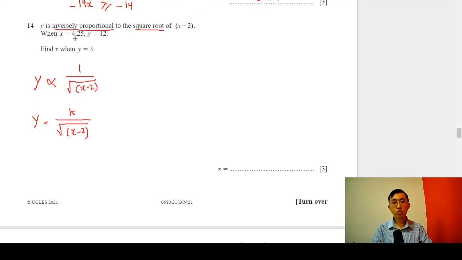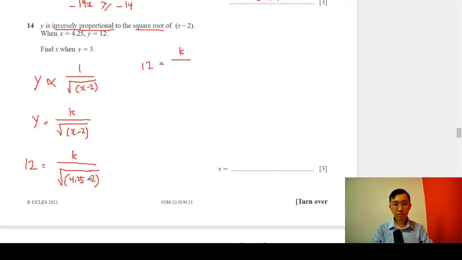When x equals 4.25, y is 12. Substitute. This is 12. K is the step that you need to find right now. Square root. X is 4.25, so use a bracket. 4.25 minus 2. Close. Okay. So continue to solve and find the value of k.